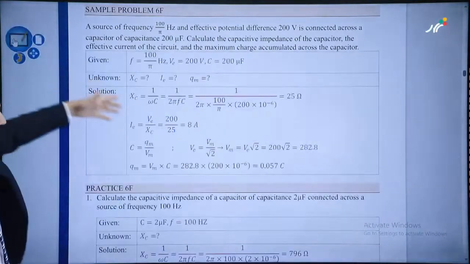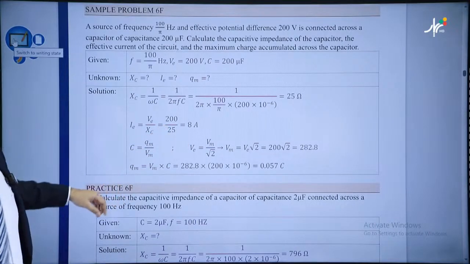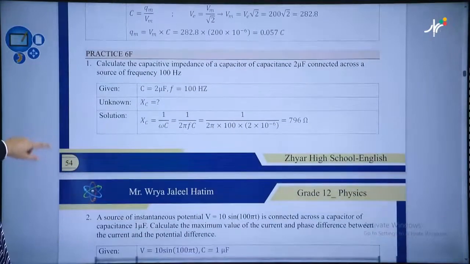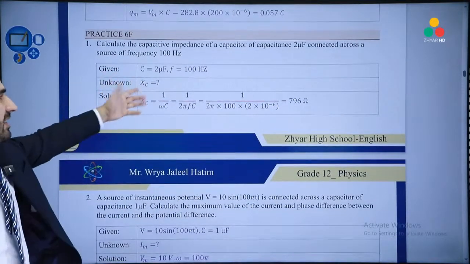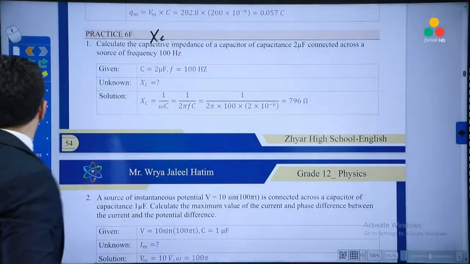Okay, so what is going to be the value for this? And of course it is equal to 0.057 coulomb here. Okay, moving on to the next one here, that is obviously, where you can see, pretty easy. So let's calculate the capacitive impedance XC here. Okay, so we want to find XC.